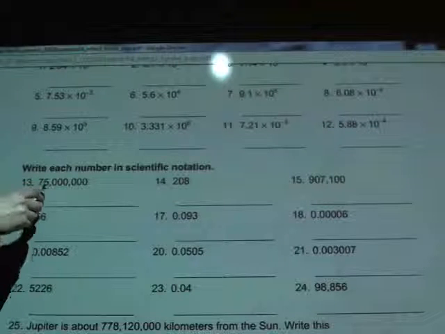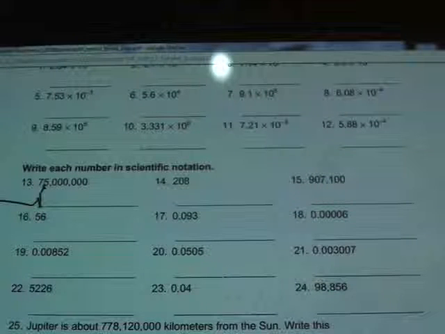So the directions for doing that, as you were instructed today, were to start off and write this as something that's between 1 and 10, which means you insert the decimal somewhere between the first 2 non-zero numbers to make that happen. So in 75 million in number 13, I'm going to drop the decimal between the 7 and the 5. And when I do that, I end up with 7.5.